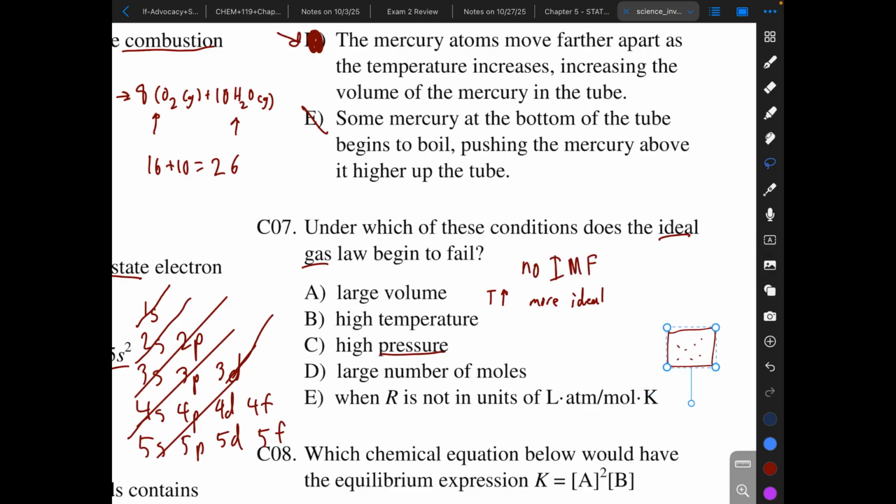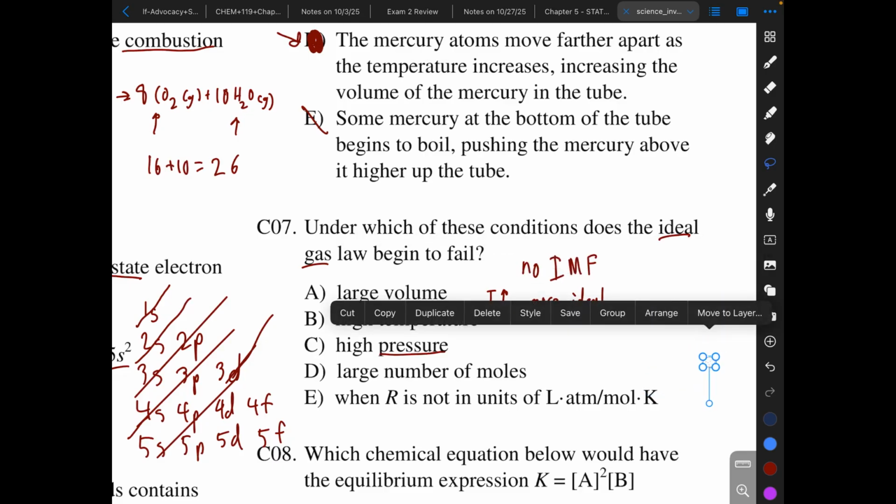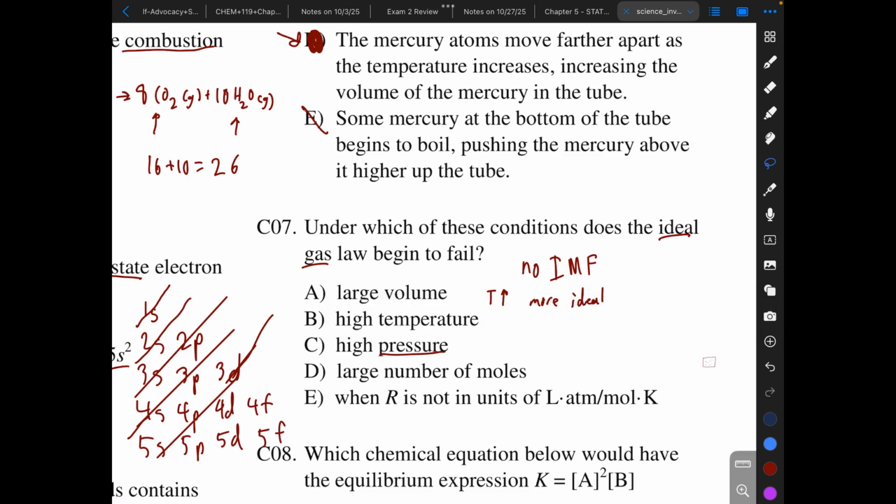What if I decide to make it really small? Now the atoms just don't have that much space to move. They're much more pressurized, and since they're so much closer to each other, the intermolecular forces between them will start to be really strong. So as pressure goes up, the gas becomes less ideal because there are more intermolecular forces involved. When the ideal gas law begins to fail, we want it to be as less ideal as possible. That means at low temperatures and high pressures.